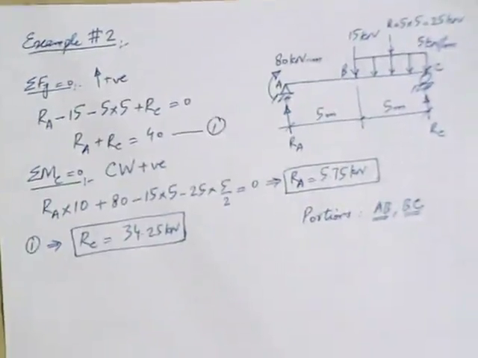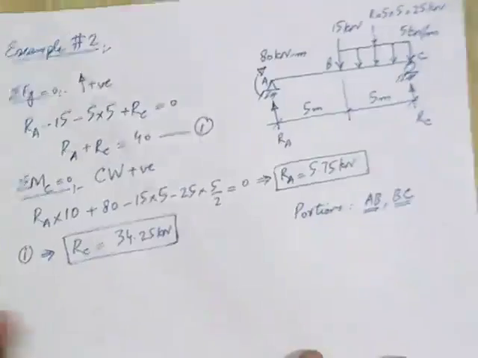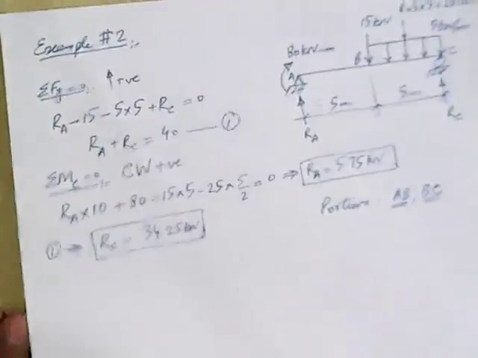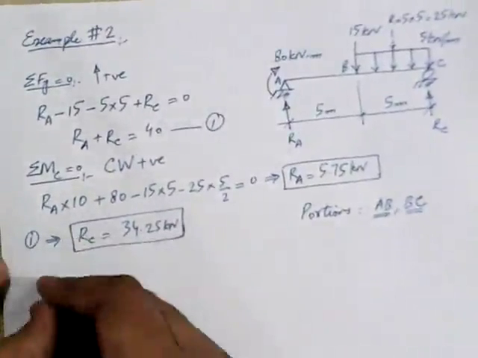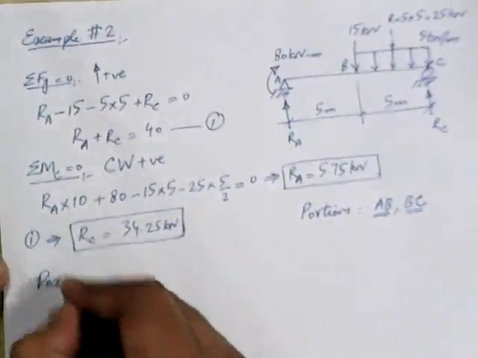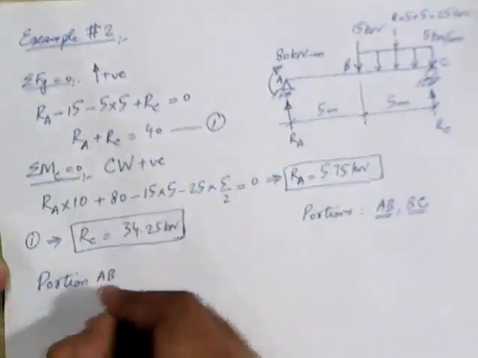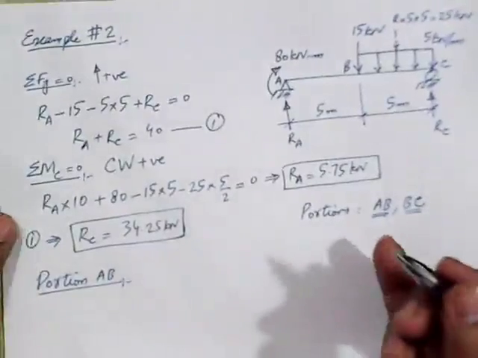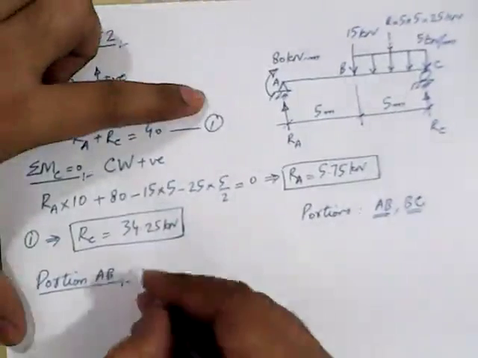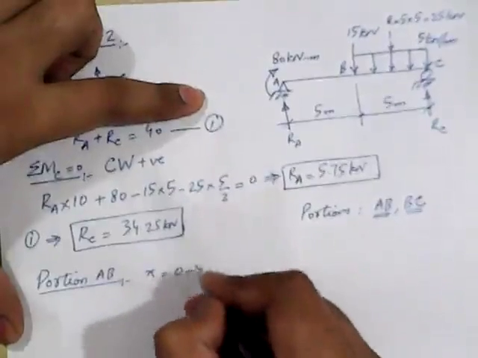Now we will consider these portions one by one, and for both portions we will write down the equations for shear force and bending moment. So let's start solving these portions one by one. Portion AB first. How much is the limit of x for portion AB? Portion AB, x will vary from 0 to 5 meters.